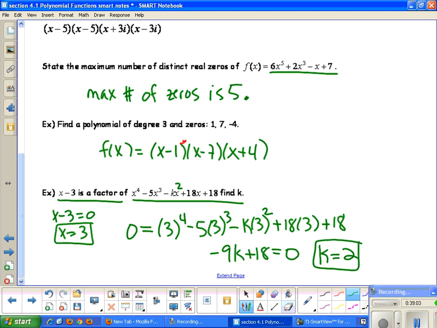Of course, you could always check your answer by plugging the polynomial equation into your y equals and then seeing if you have an x-intercept of 3, or if you plug 3 and look at your table, you should get a y value of 0.